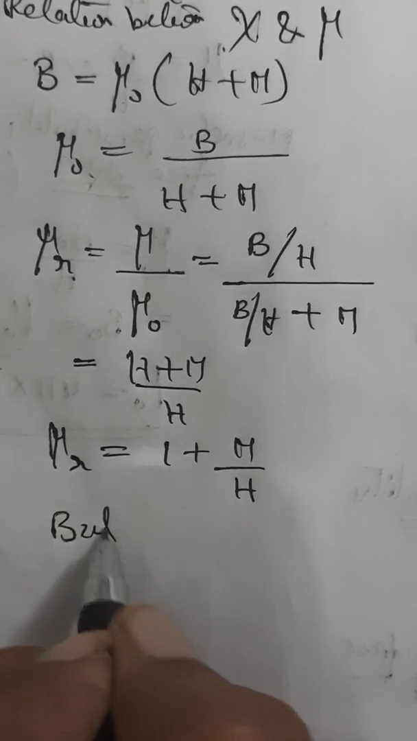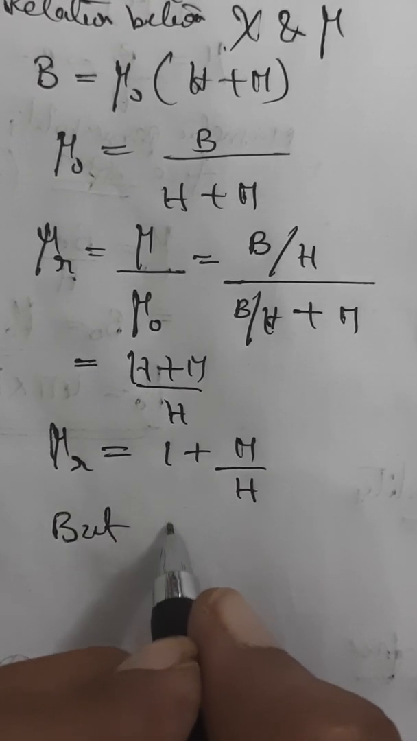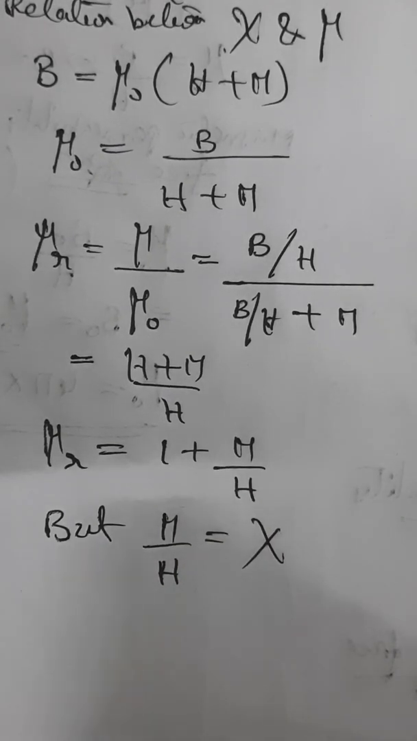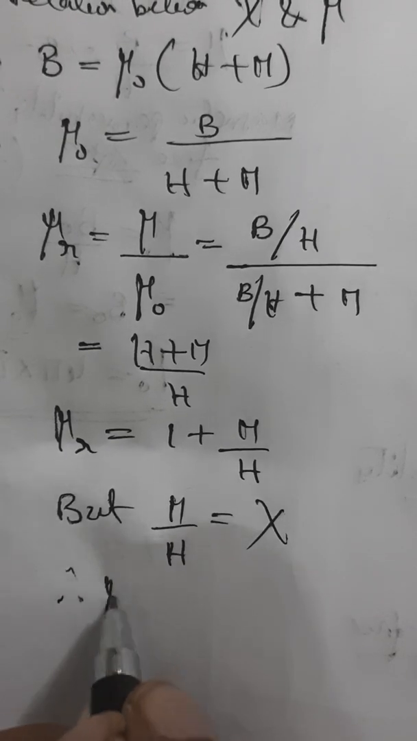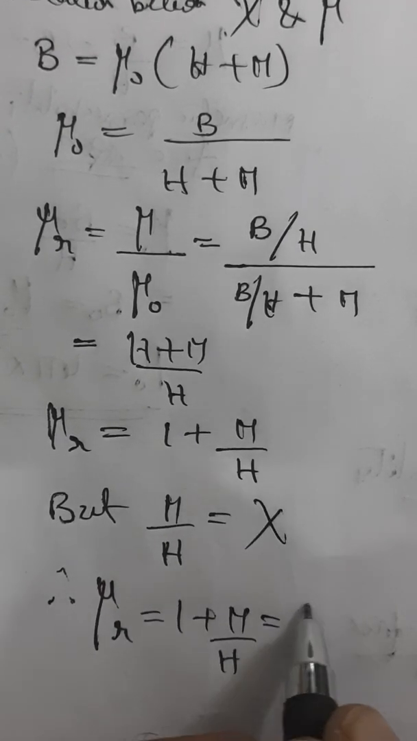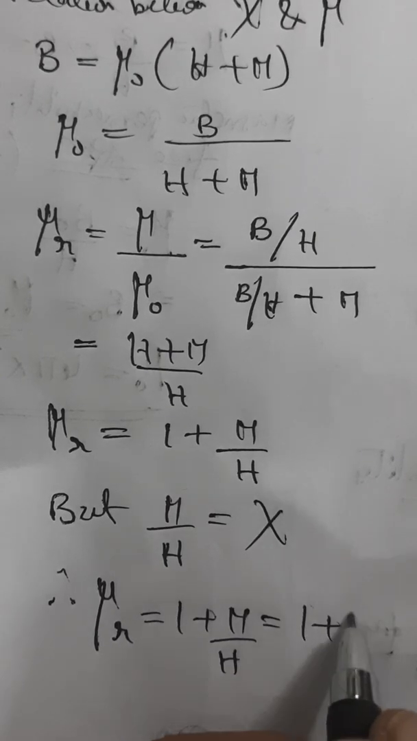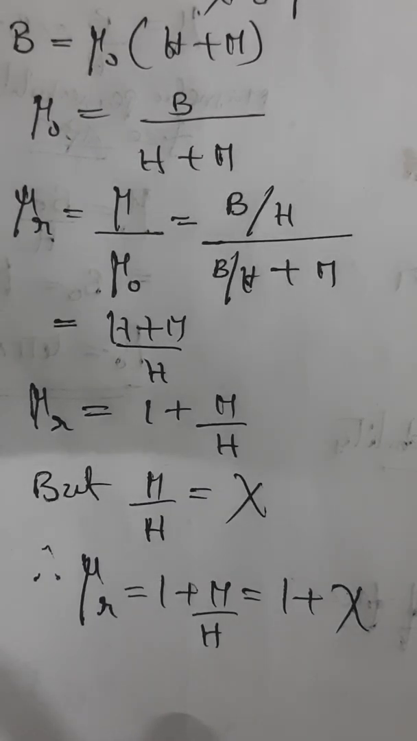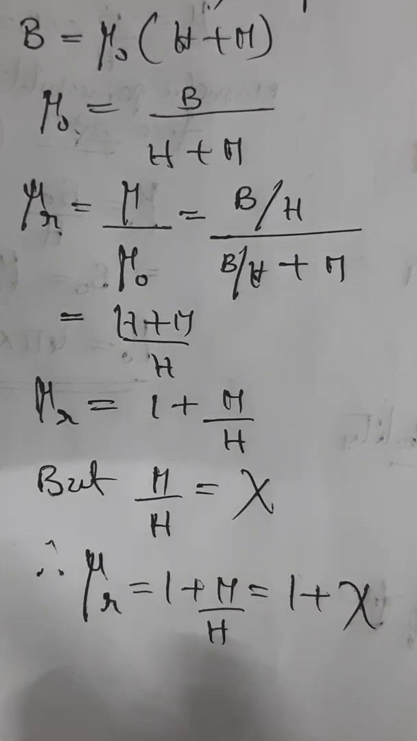But what is M by H? M by H is equal to psi. Therefore, mu r is equal to 1 plus M by H is equal to 1 plus psi. This is relative permeability. This is what is to be understood.